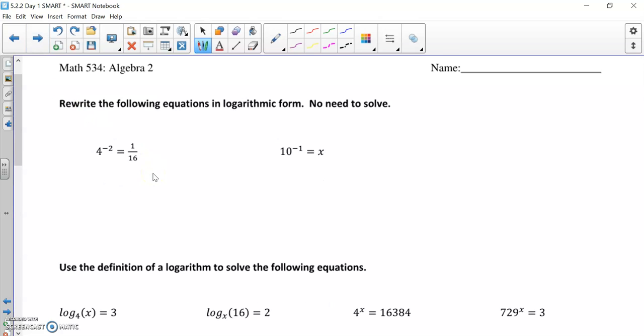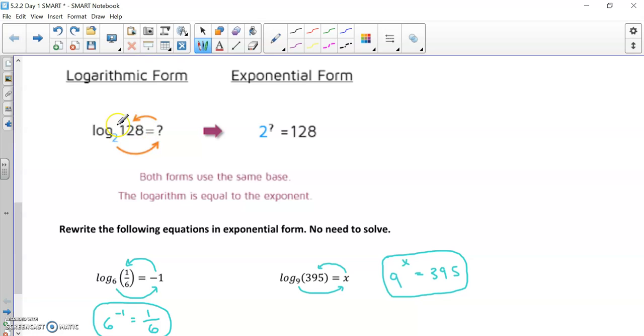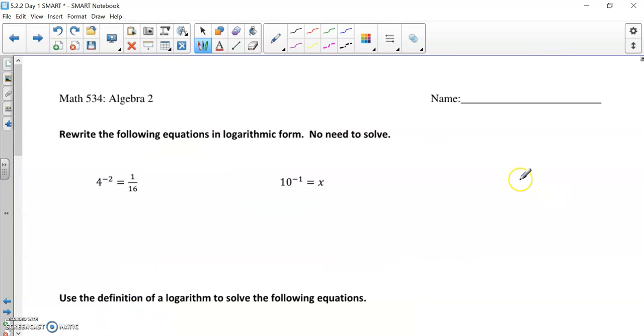Alright, so now we're going to go ahead and write them in log form from exponential form. So just remember, let's say we have some log base b of a equals x. The transformation to exponential form is b to the x equals a. Okay, so here, remember, 4 is the base.